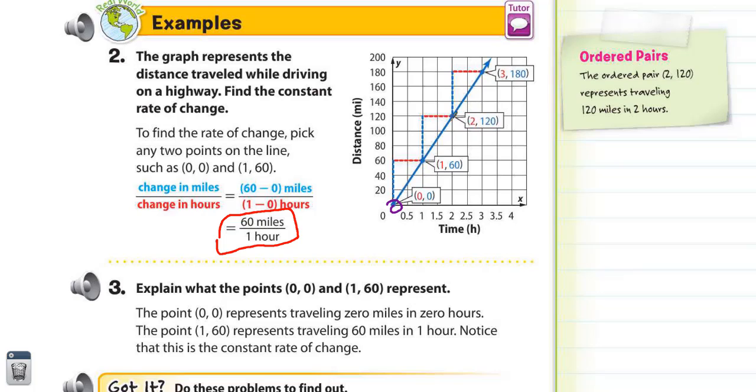All right, you should have looked at that and said, oh, this (2, 120) point right here, that represents 2 hours driving and you traveled 120 miles. The (3, 180) point, you traveled for 3 hours and you went 180 miles.